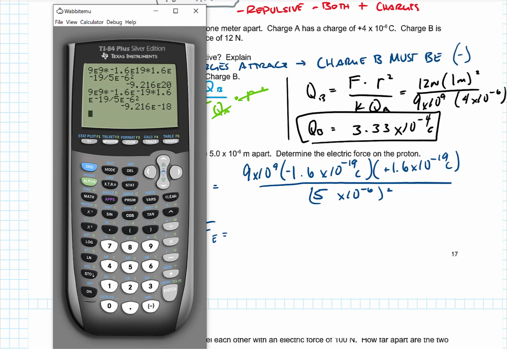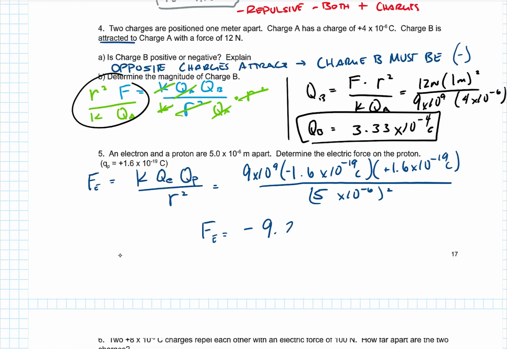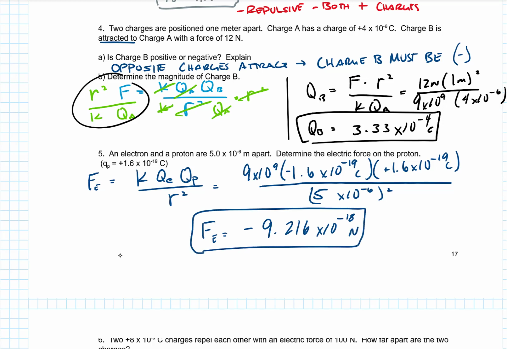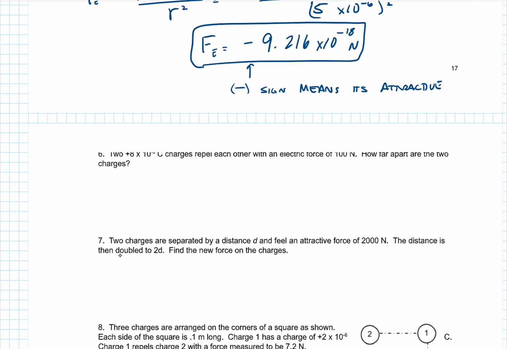That gives me negative 9.216 times 10 to the negative 18th newtons. That's our electric force, and that negative sign means it's attractive. That proton is attracted to that electron. All right.